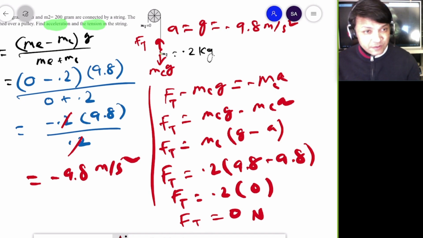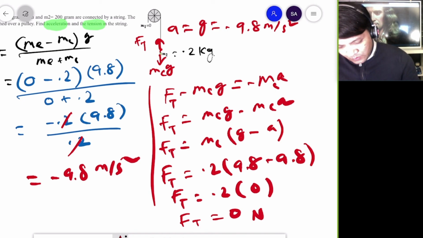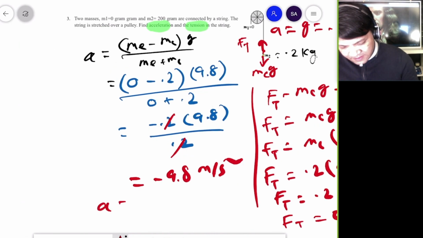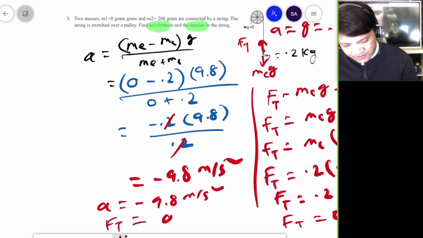This is scenario number 4. So acceleration is negative 9.8 meters per second squared and the tension force is 0 on the rope.